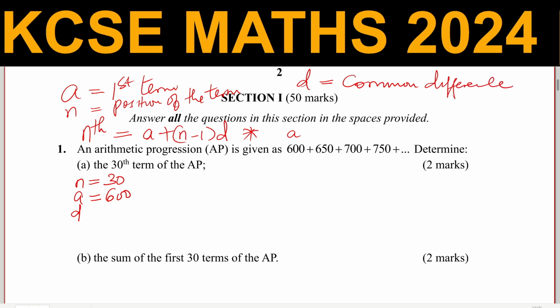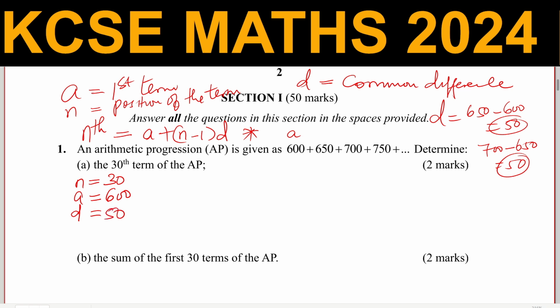Now when you look at this progression, 600 to 650 to 700 to 750, you can see there's a common difference. If you want to get the common difference, you simply do it like this. You take 650 subtract 600, and you get 50. Or you can take 700 subtract 650, you get 50. So you can see the common difference from one term to the next is 50. So that is the common difference.